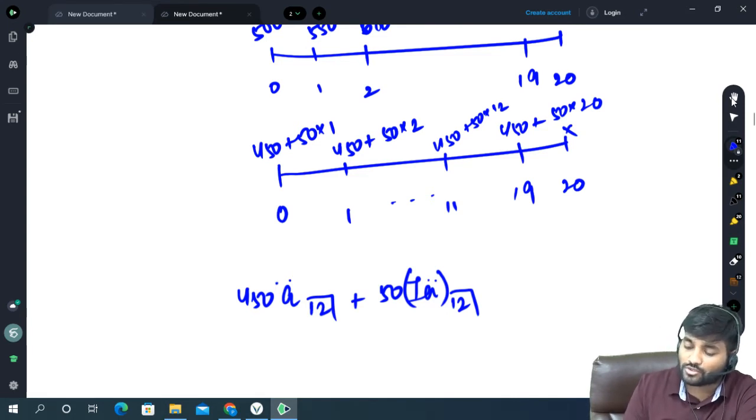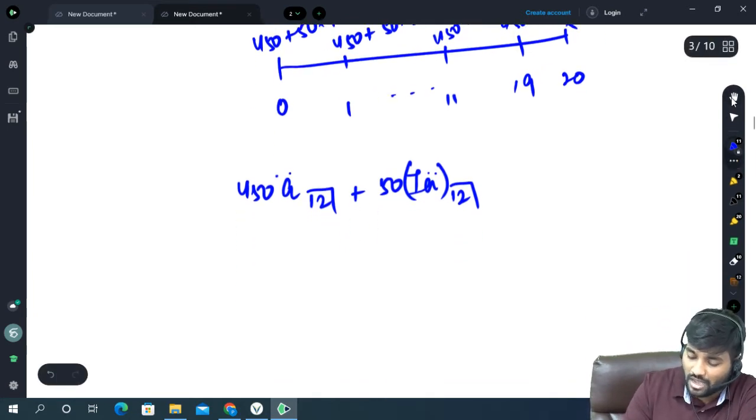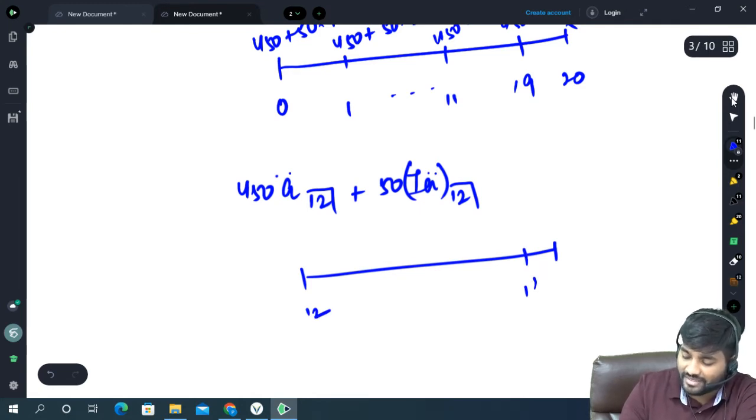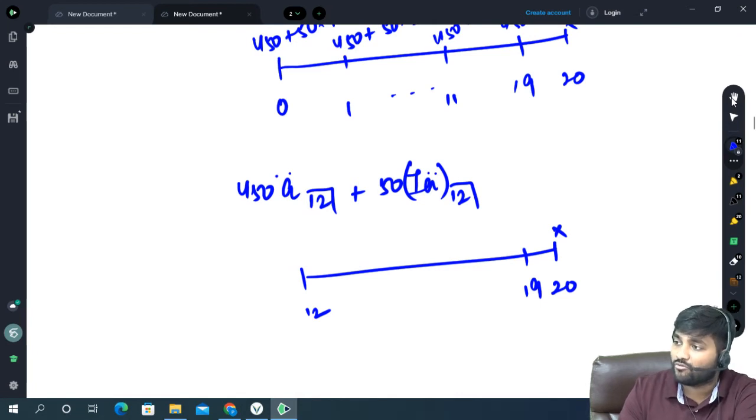Now we also need, from 12th year onwards, what is the amount? This is, let's say suppose 12 and this is 19. So from 12 to 19, there will be 8 more payments. So the payment amount will be 450 plus 50 into 13, right? Don't copy. 450 plus, how much is it? 450 plus 50 into 13.